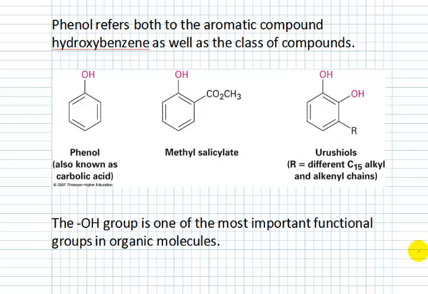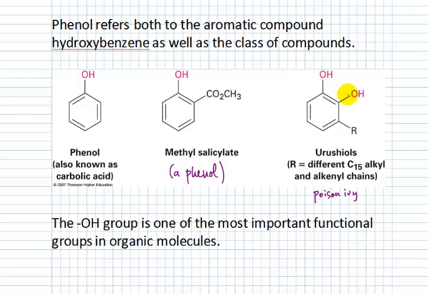Phenols are a class of compounds, so anything that has an OH group attached to an aromatic ring is considered a phenol. So methyl salicylate here, for instance, has the OH group, but it also has this ester group over on the side. It is a phenol. But phenol itself is hydroxybenzene. The book mentions urushiol. They're common compounds that give poison ivy their certain effect, and this is actually a common feature that comes up in a lot of biological systems.